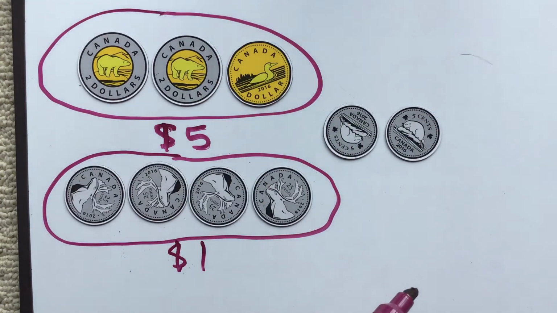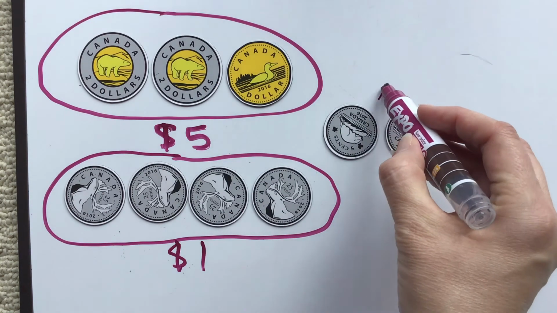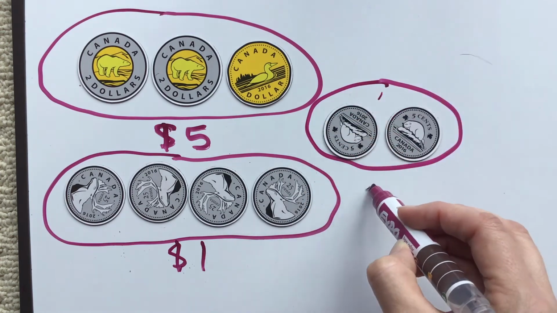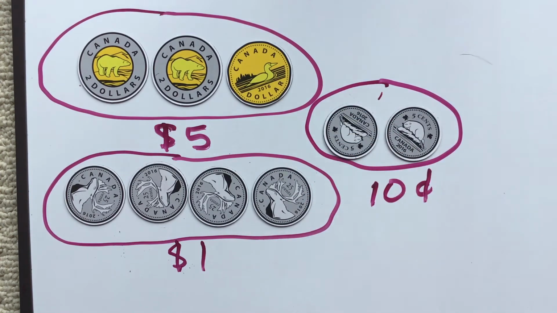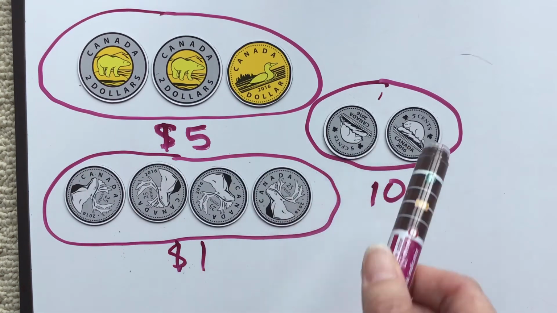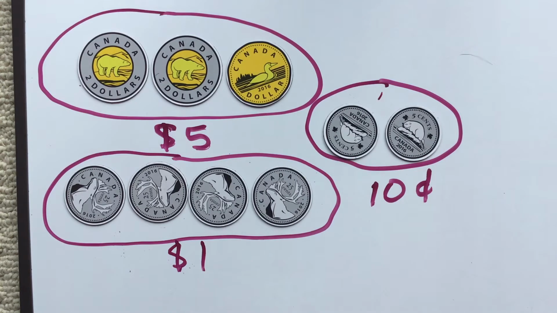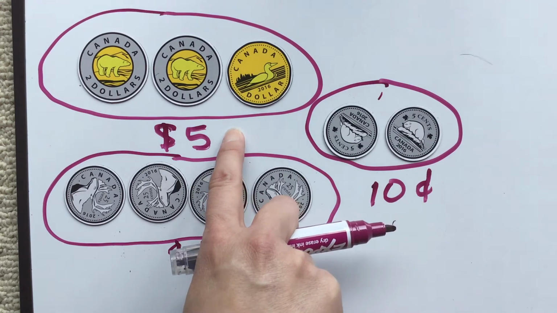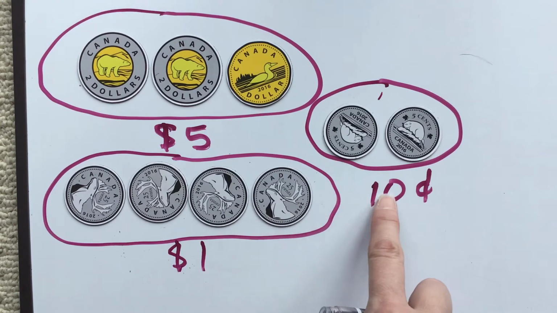How about 2 nickels? Can I group 2 nickels together to make something? If you said yes, then you were correct, because 2 nickels makes 10 cents. So here's the thing, everybody. 2 toonies and a loonie, 4 quarters and 2 nickels has the same total as 1 $5 bill, 1 loonie, and 1 dime, because I can group them together to get the least number of coins.